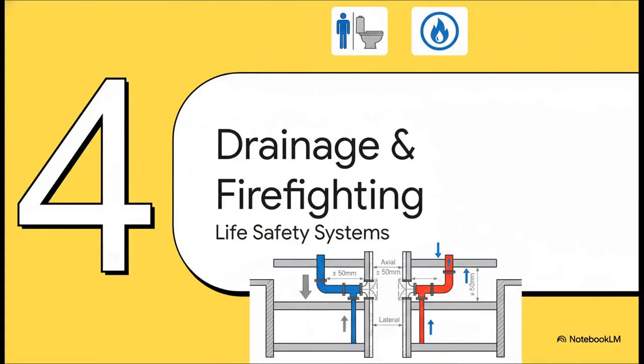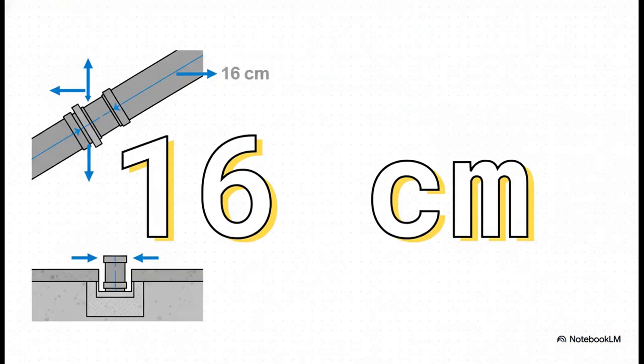Okay, let's move on to two systems where you absolutely cannot afford a failure. Gravity drainage, which is crucial for sanitation, and pressurized firefighting lines, which, of course, are all about life safety. Now, for gravity drainage pipes, the ones that aren't under pressure but have to maintain a perfect slope, there's this really clever low-tech solution, and it all comes down to one magic number, 16 centimeters.